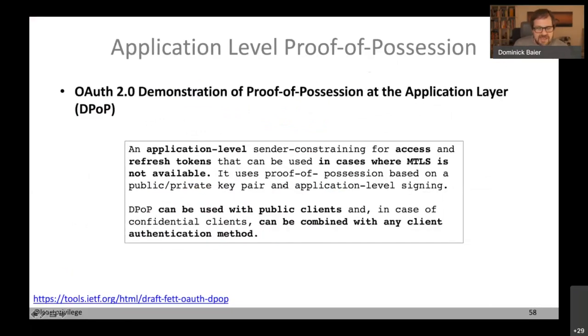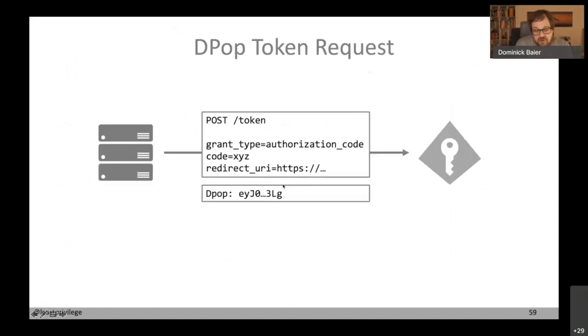This is not yet a finalized spec, but it is in the works. The idea is that this is basically an application-level proof of possession mechanism where you don't need the mTLS infrastructure. The way this works, just to quickly show you the general idea, is the same concept. When you are asking for a token, you're sending along something else that proves the knowledge of a secret, and that's what they call the DPoP token or the DPoP header.